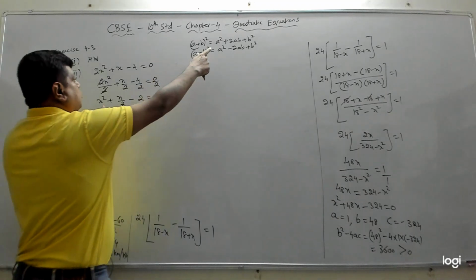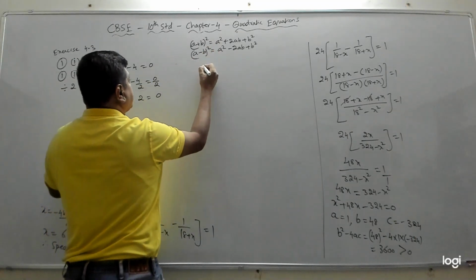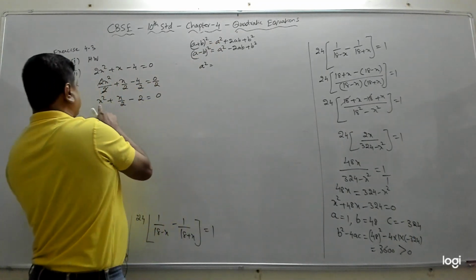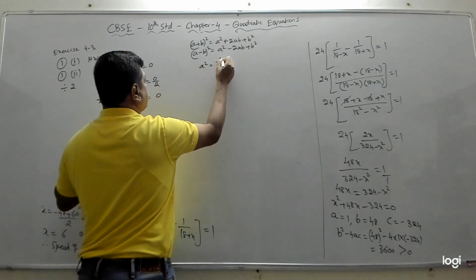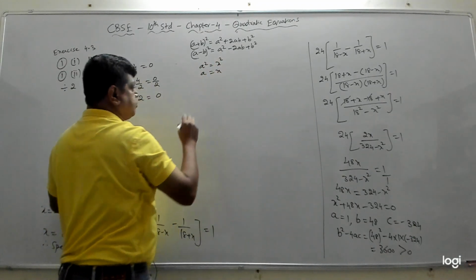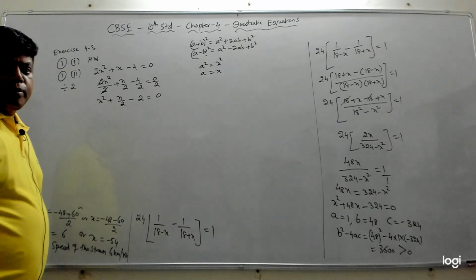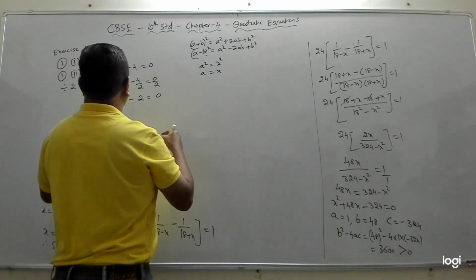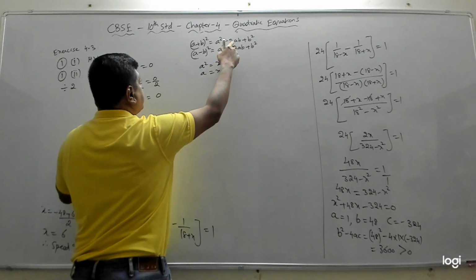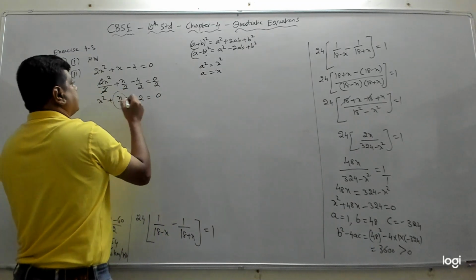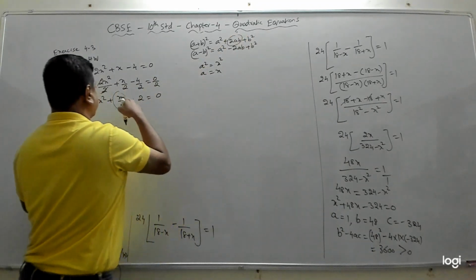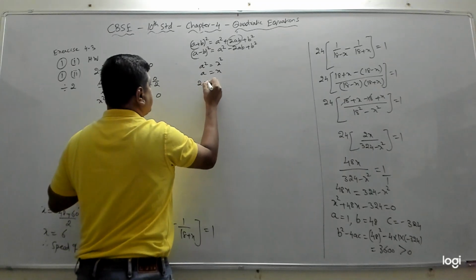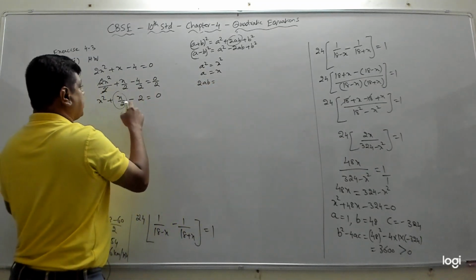Now compare these two. What is my a square? My a square is my x square. When a square is x square, my a becomes x. Now 2ab is this one. This 2ab is this one, x by 2. So your 2ab is equal to x by 2.